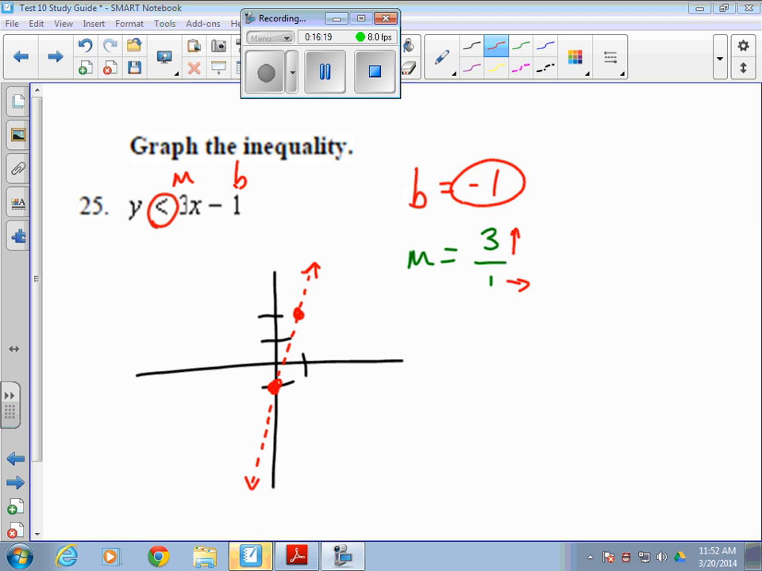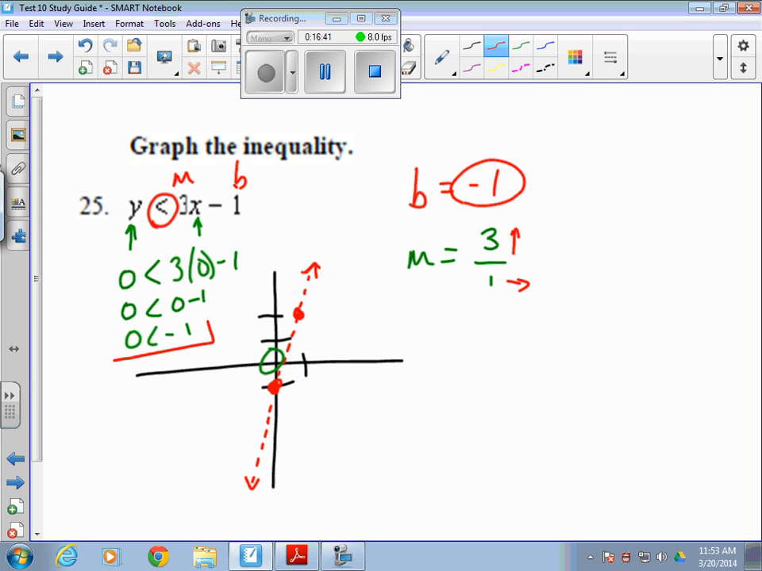It doesn't pass through the origin 0, 0, which is a good sign. It's close, but we want to check which side we got to shade. So plug in place of y, 0 is less than 3 times, plug in 0 in place of x, minus 1. 0 is less than anything times 0 is 0, minus 1. 0 is less than negative 1. You have to check this statement's truth value. Is 0 less than negative 1? No, it isn't, which means that the side where 0, 0 is, in this case over here, is not the correct side to shade. You shade opposite where 0, 0 is. That's a completed graph for an inequality.